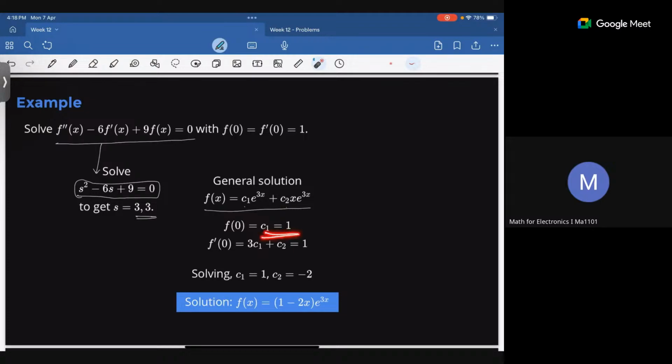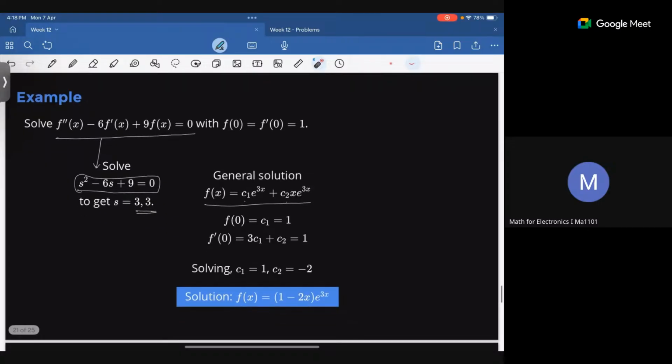So from there you'll get C1 directly, and you differentiate this particular equation and then substitute x equals 0. You will see that f prime of 0 is equal to 3c1 plus c2, and we know f prime of 0 is 1. So 3c1 plus c2 will be 1. As c1 is 1, if you substitute it here, you will get c2 to be minus 2. Therefore, the final solution will look like this: (1 minus 2x) times e power 3x. So you just have to substitute the c1 and c2 values.